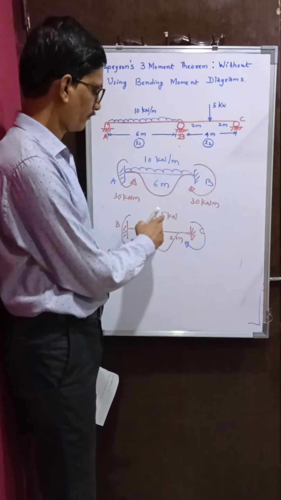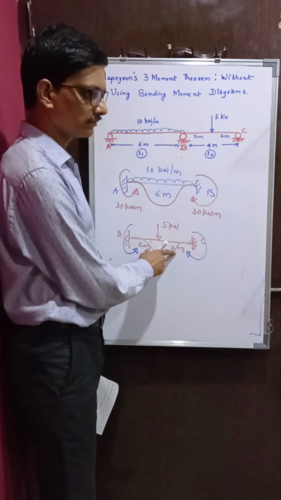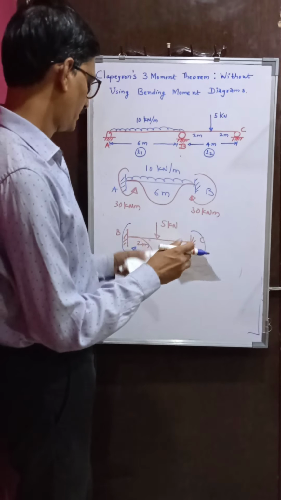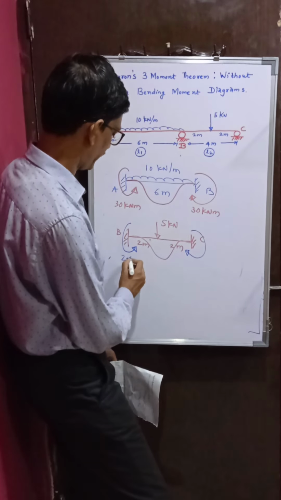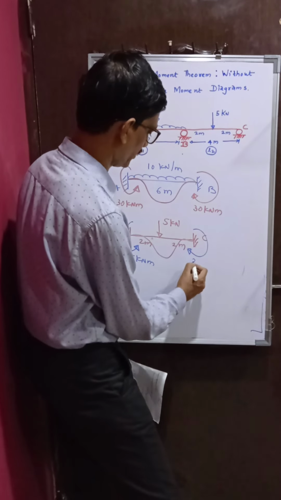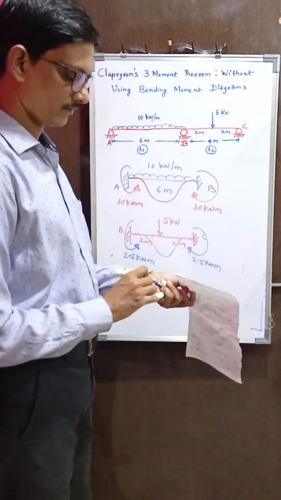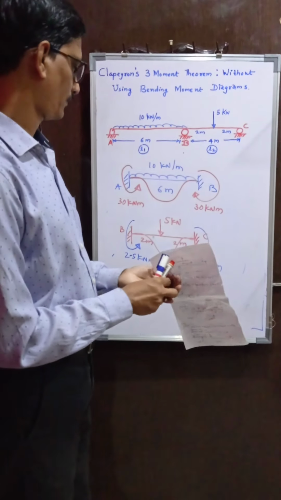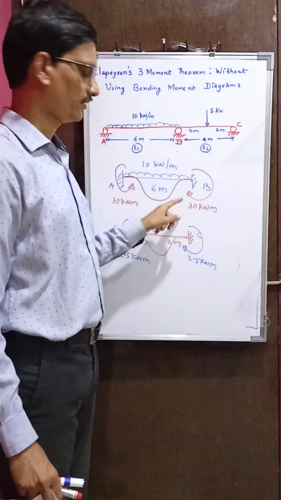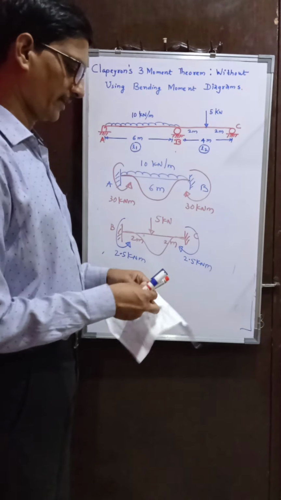So it is 5 into 4 by 8. So 5 into 4 by 8 is again 2.5 kilonewton meter, minus WL by 8 plus WL by 8. So it is again 2.5 kilonewton meter. Now here it is anti-clockwise 30 kilonewton meter, it is clockwise 30 kilonewton meter. Here it is anti-clockwise 2.5 kilonewton meter, here it is clockwise 2.5 kilonewton meter.